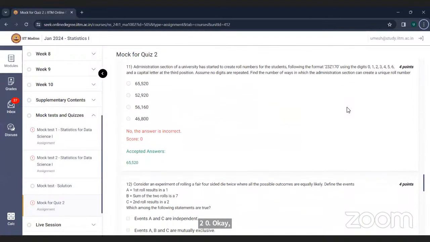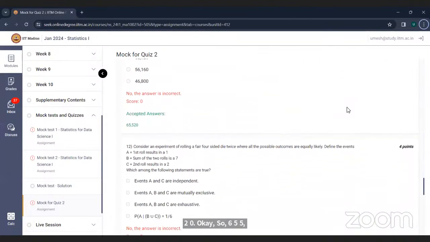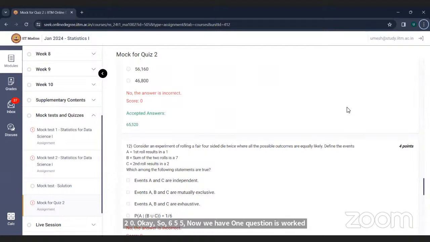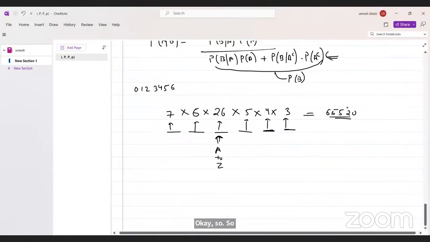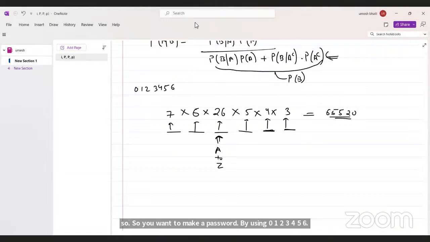Now we have one question. Consider the experiment of rolling a fair four-sided die twice. Sir, can you repeat the 11th question once again? Okay, so you want to make a password by using 0, 1, 2, 3, 4, 5, 6, this letter, this number. Oh, just a second.